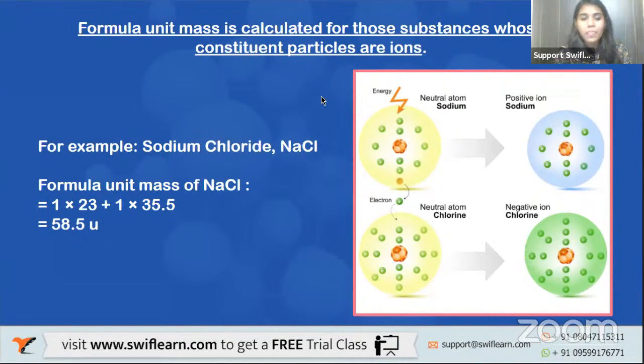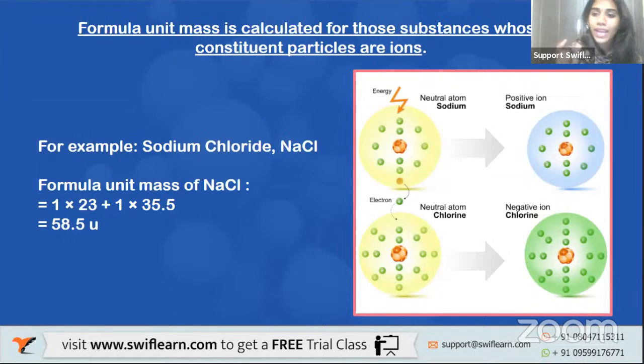Okay, so now you take sodium chloride. What is the formula of sodium chloride? Sodium and chlorine, that is NaCl, together gives you sodium chloride, which is a compound. Now take the formula unit mass of NaCl. Now there is 1 sodium and 1 chlorine atom in it. Yes or no? NaCl is nothing but salt, table salt. The normal salt that you eat, it's NaCl.